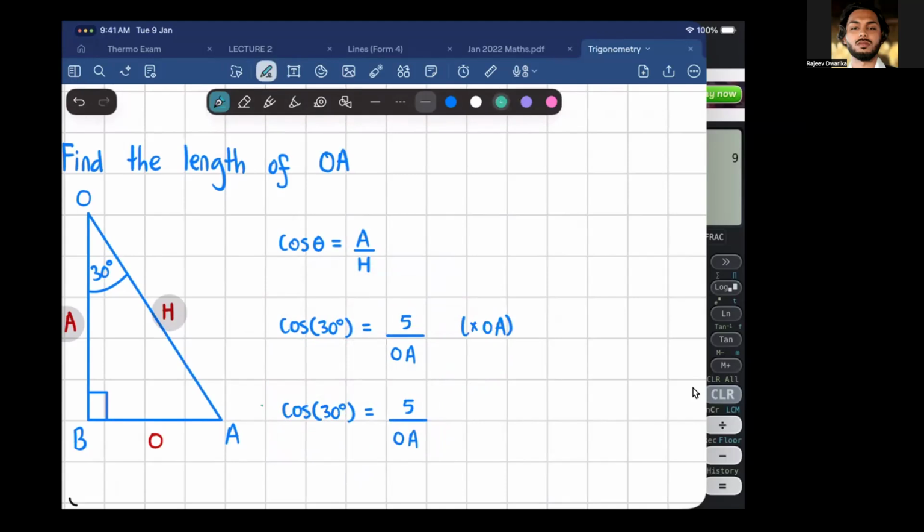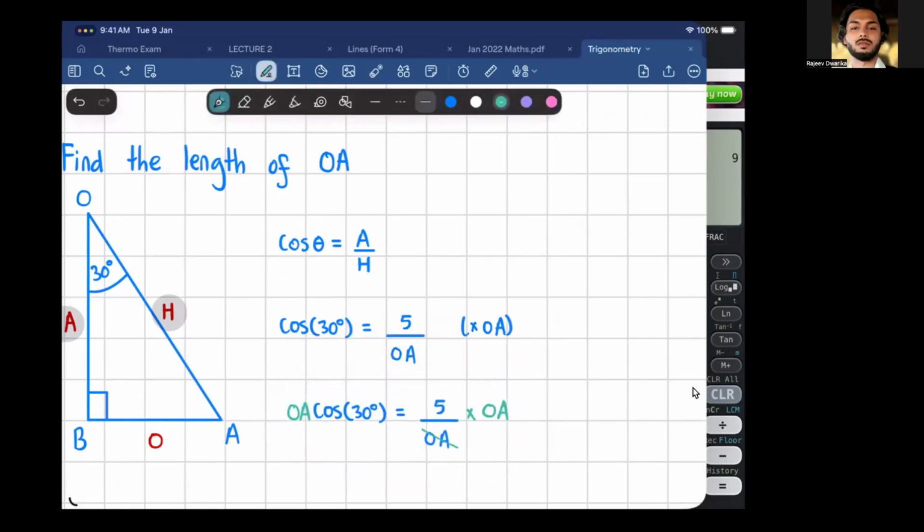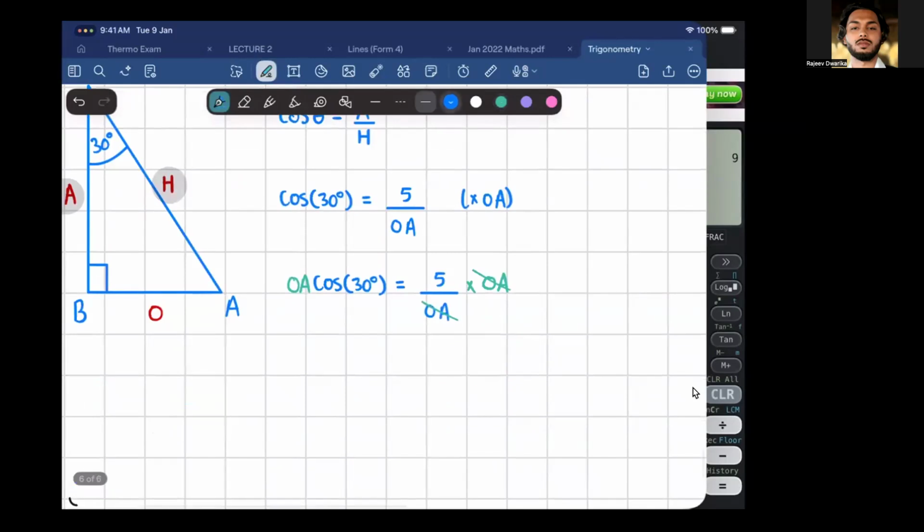Right, so multiply that side by OA. Multiply this side by OA. Right, Perseus, what's gonna happen on this side? The OA would cancel off and so just remain 5. Right, on the other side, right now you have OA cos 30 degrees. And that's equal to 5, right? Yes, sir.